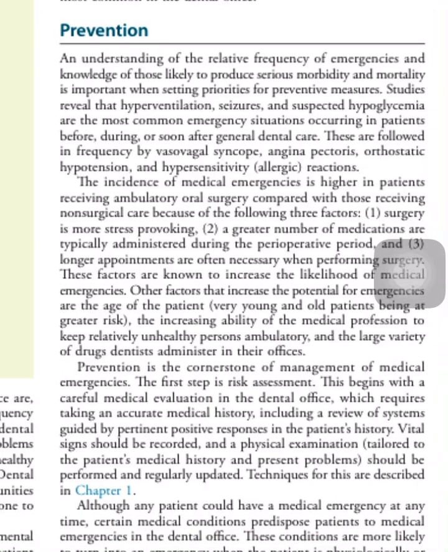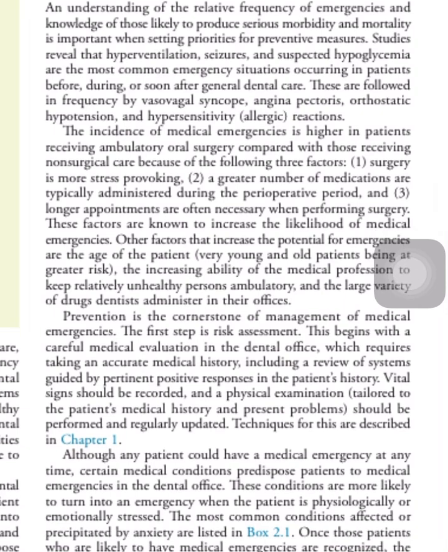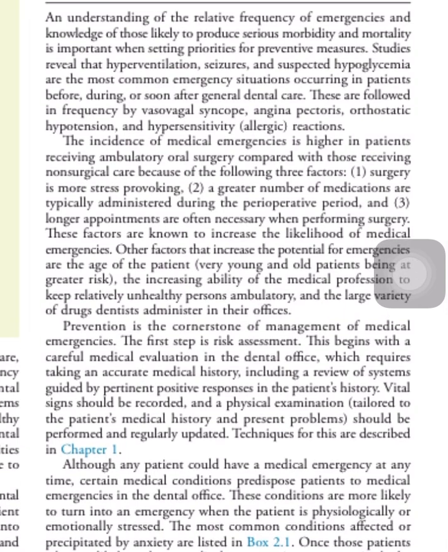Next is prevention. What we have to understand from here is that prevention is the best strategy. There are step-by-step prevention steps. The first step is risk assessment. We have to take a complete medical history of the patient and ask specific health questions. Then we have to take and record vital signs like BP, pulse, etc., and then do a basic physical check if needed. These come under risk assessment.